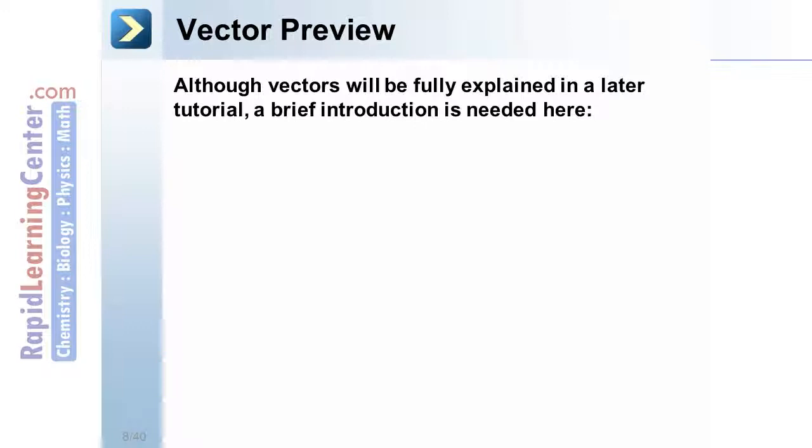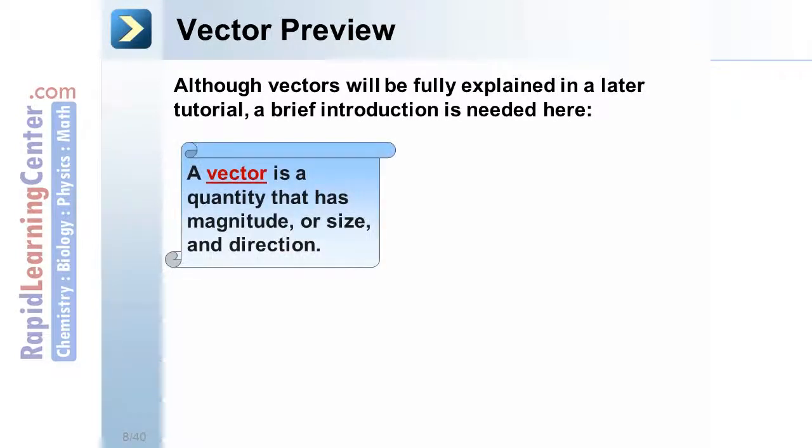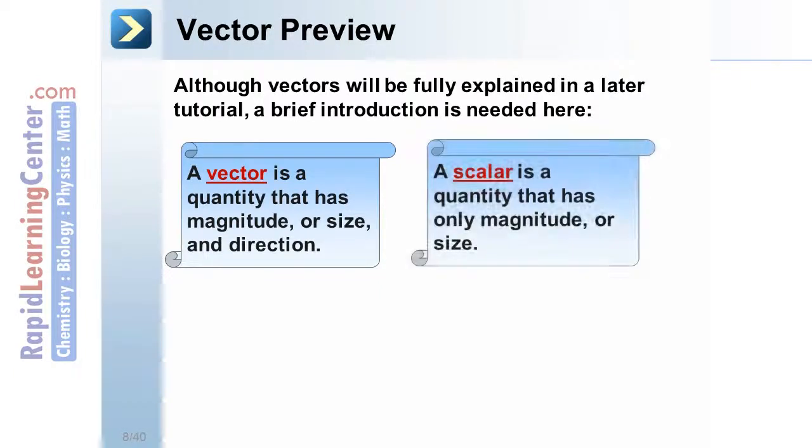Although vectors will be fully explained in a later tutorial, a brief introduction is needed here. A vector is a quantity that has magnitude or size and direction, while a scalar is a quantity that has only magnitude or size.